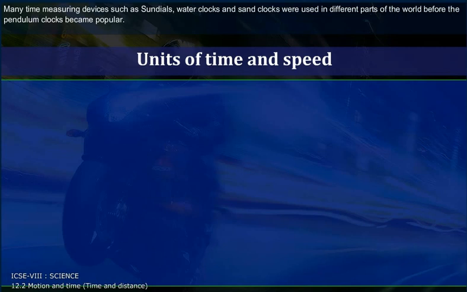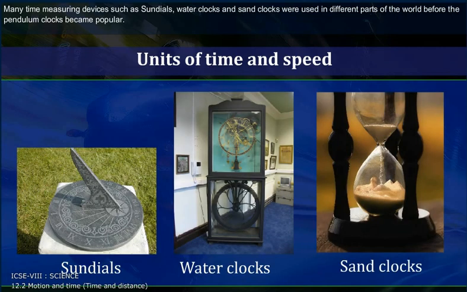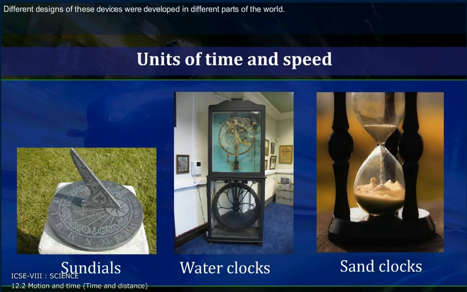Many time measuring devices such as sundials, water clocks, and sand clocks were used in different parts of the world before the pendulum clocks became popular. Different designs of these devices were developed in different parts of the world.